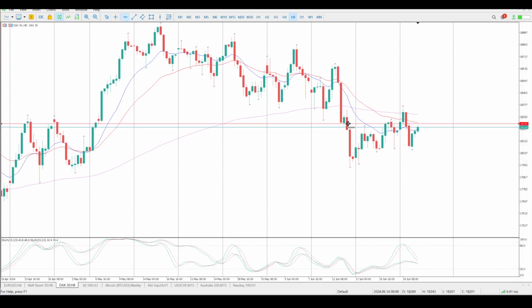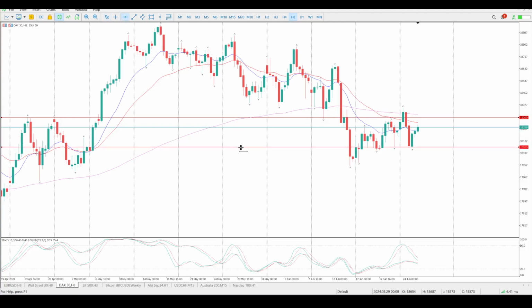So we are still ranging. Just put these two levels in here. The bottom of the range is clearly well defined. The top of the range is a little bit all over the place.